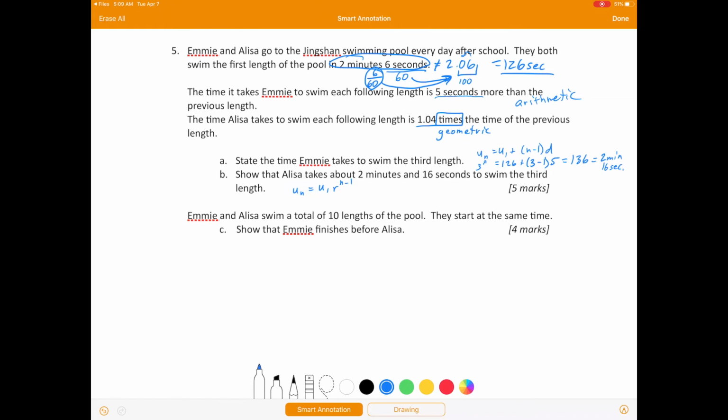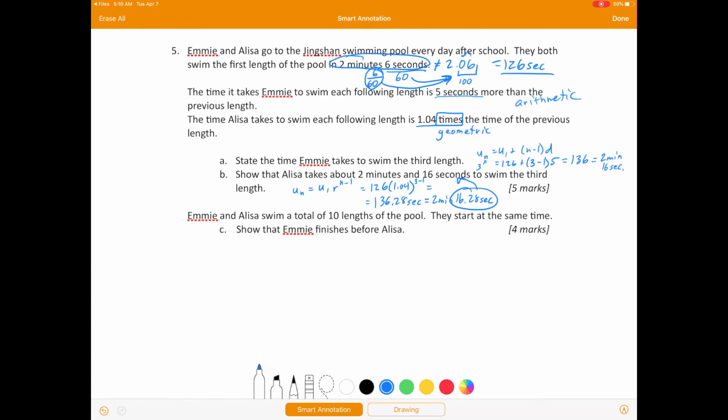Again, I'm going to put it in seconds instead of putting it in minutes and decimals and things like that. So I'm going to go 126. That's my 2 minutes and 6 seconds for the first length, times r, which would be 1.04, okay, to the n minus 1 power, so 3 minus 1. When I work this out, I get 136.28 seconds, which then I need to take the time to say that that is equal to 2 minutes and then 16.28 seconds. And that is about 2 minutes and 16 seconds.